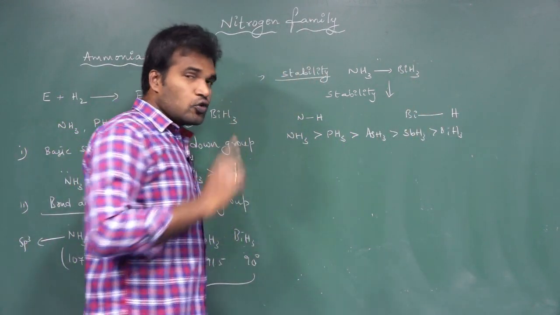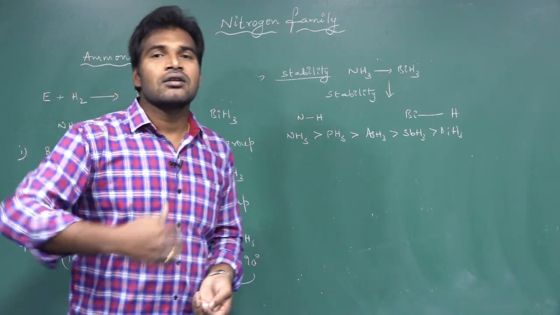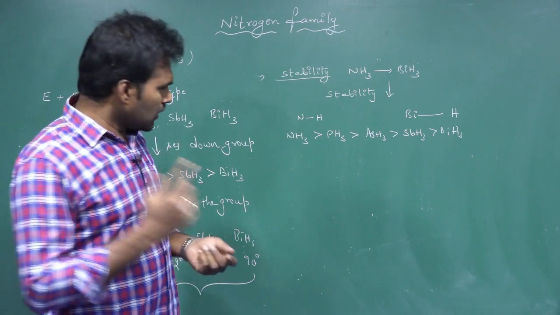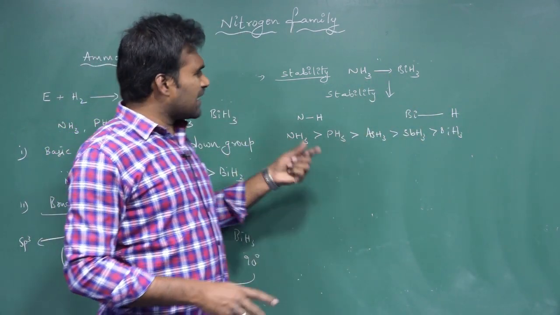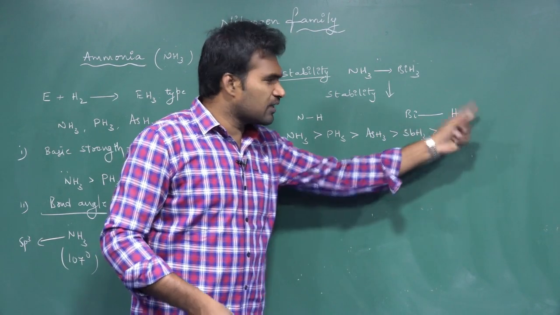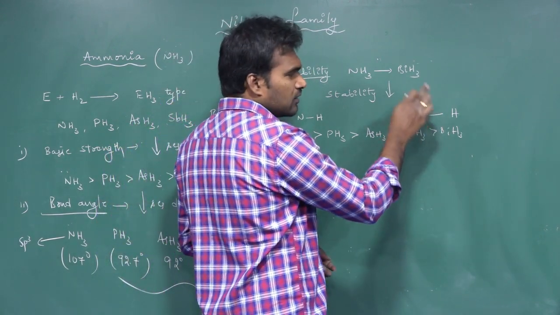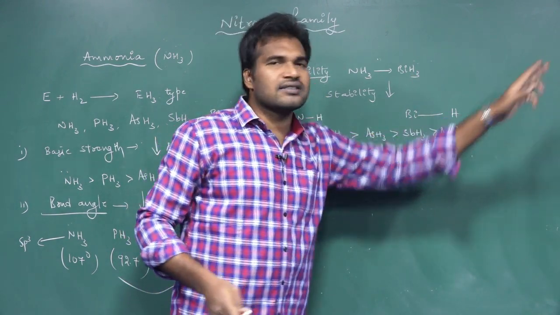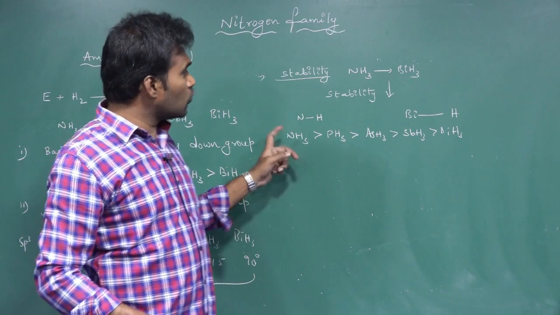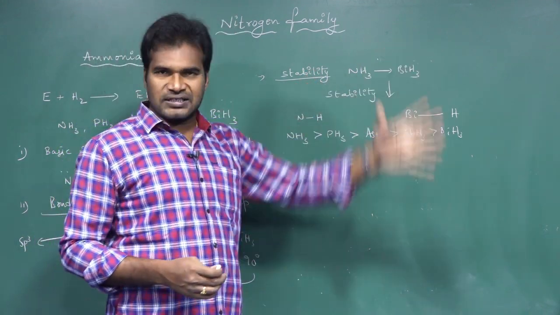Coming to the reducing nature. Reducing nature means the ability of releasing H plus or hydrogens. See, if the stability is decreasing, which can easily release the hydrogen? Bismuthine can easily, because this bond is longer. If it is longer, this is a weaker bond. If it is weaker, we can easily break it and can release the hydrogens. So the reducing nature increases by going from ammonia to bismuthine.